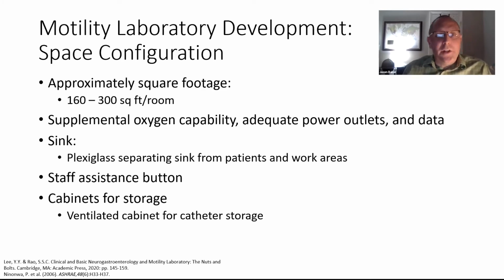So space configuration, going back to the architect metaphor, what does a space tend to look like? There's really no documented information on how big a motility laboratory room or unit should be. But if you go to the endoscopic literature, it's roughly 160 to 300 square feet. This square footage allows you to have safety for the patient and not allow the patient to walk into a room and think they're walking into a closet. You want them to feel comfortable when they walk in the room.